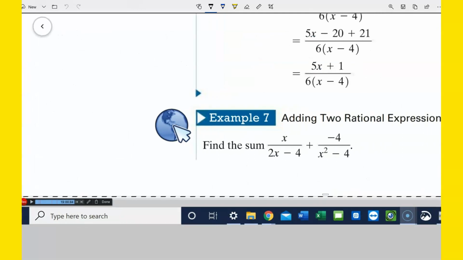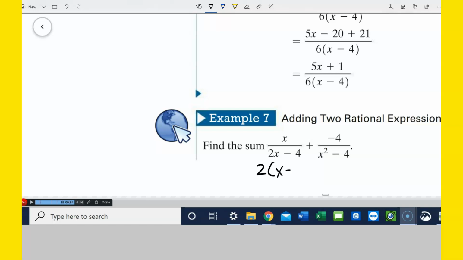All right, example 7. Again, since there are pluses or minuses involved on the bottom, we need to try to factor the bottom expressions. So go ahead and try to factor these two bottom expressions before I do it. If we factor the bottom left, I'd factor out the GCF. The GCF is 2, and it leaves me with x minus 2. If I factor the bottom right, x squared minus 4, that's a difference of squares. That will factor as x plus 2, x minus 2.